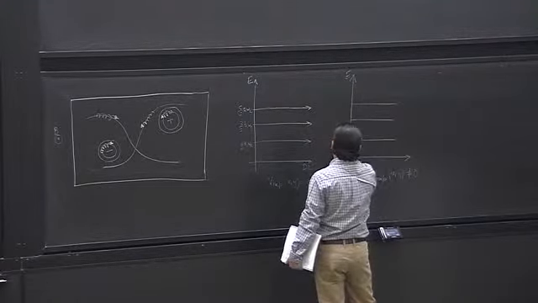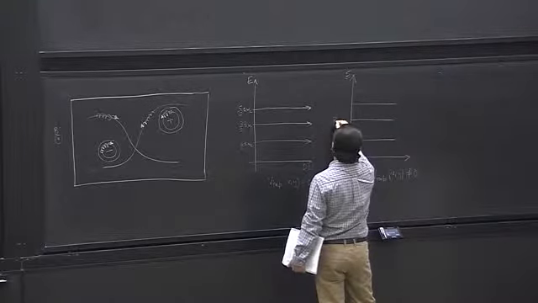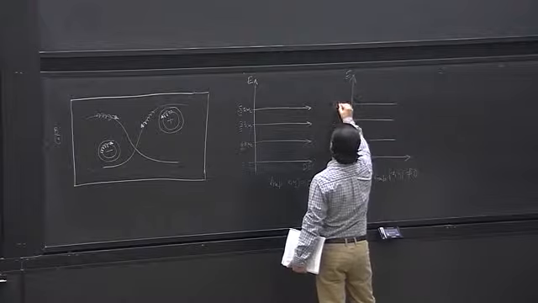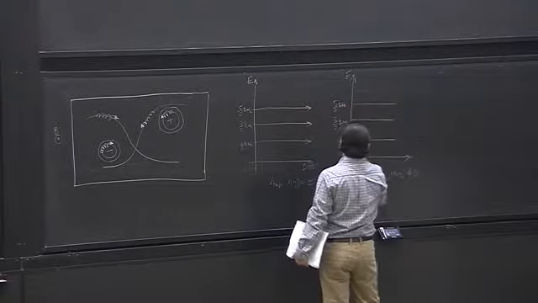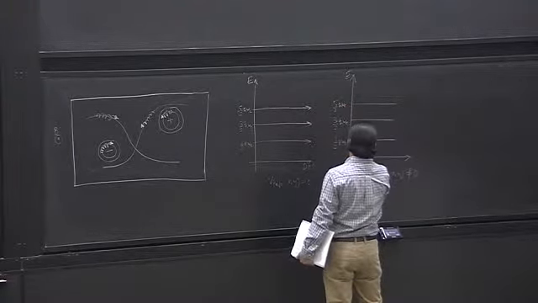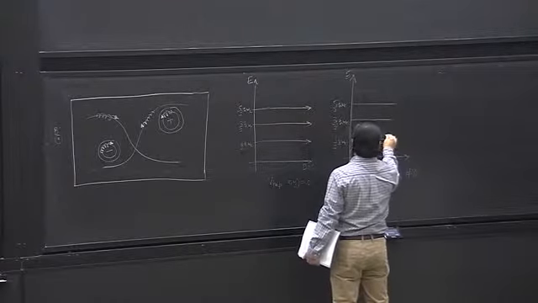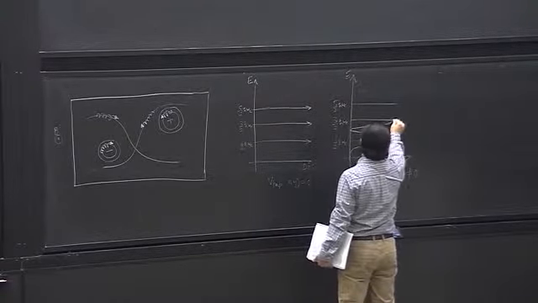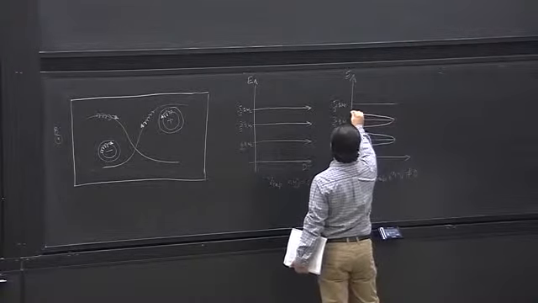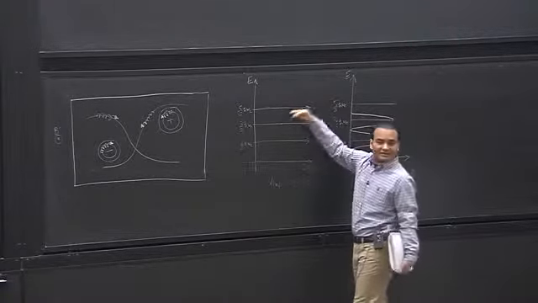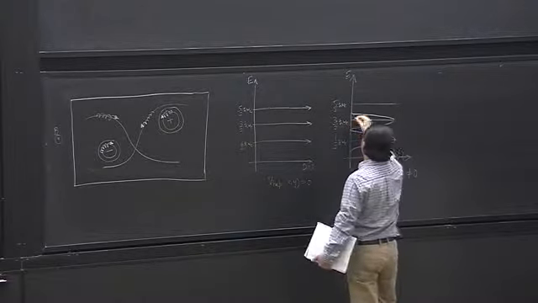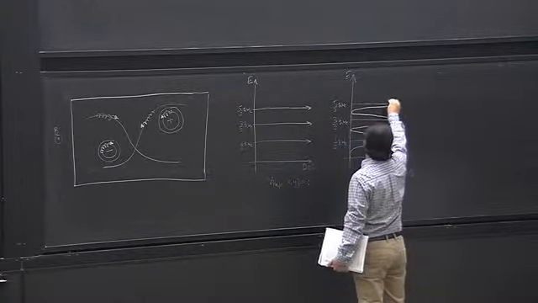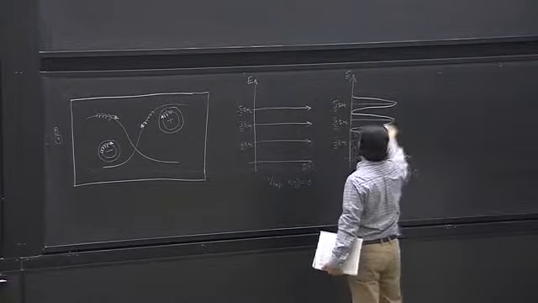Half h bar omega c. So this is what is also called broadened Landau levels. These are Landau levels, infinitely degenerate. You add impurity potential, and what you get is broadened Landau levels.